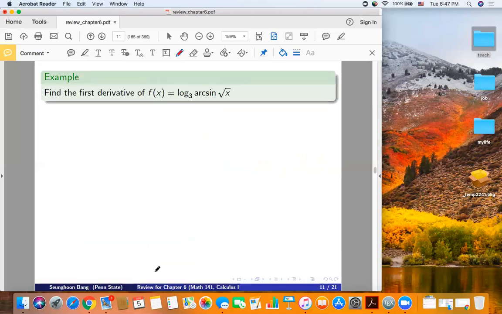The next one. How can you find log of arcsine root x with base 3? The best way is to use change of base. You need to know this one: log x with base a is exactly the same as ln of x over ln of a. Always change it like this. So ln of arcsine of root x over ln of 3, prime. You can take out the constant 1 over ln of 3.